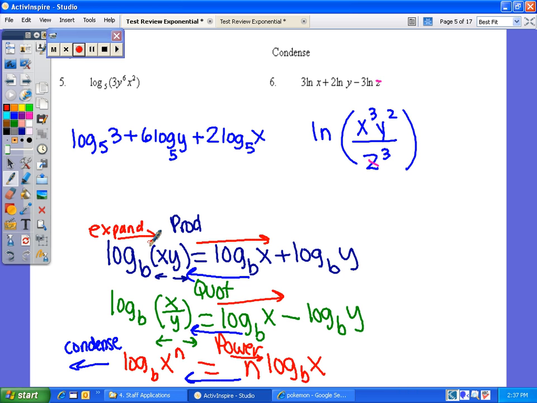So number 5 was expanding. I have 3 things that are being multiplied, so I should have 3 different terms here being added. Also, because of the power rule, the 6 drops to the front, and there is your expansion. Now the next one is condensing. The first 2 are being added, so that's your product rule, which you should show here as 2 things being multiplied. Now both of these are being divided by the last one, which would be z to the 3rd. Okay, so make sure that you do remember this.